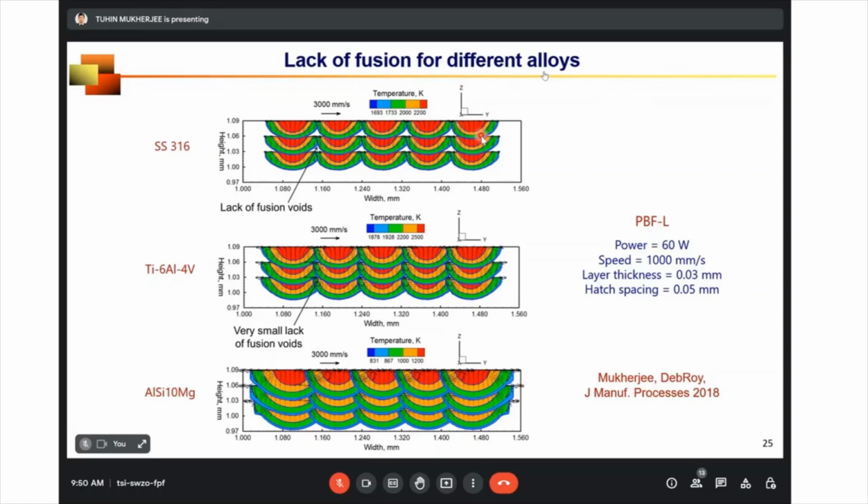So for the same processing condition, aluminum silicon tin magnesium alloy is less susceptible to lack of fusion compared to stainless steel. So this is a combined effect of process parameter and alloy properties that can be revealed only by using phenomenological understanding captured by mechanistic modeling.